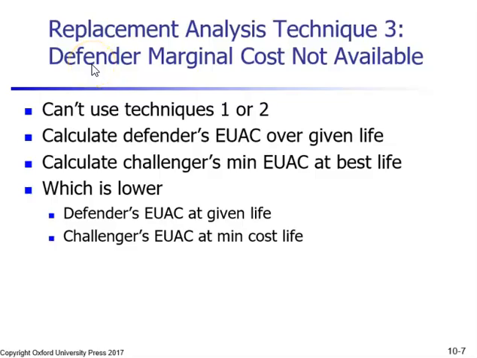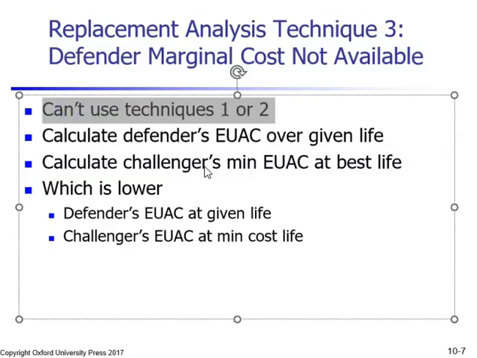So as you can see here, defender marginal cost is not available. So we cannot use neither Technique 1 nor Technique 2. And so we first calculate the defender's EUAC over the given lifetime, and then we calculate the challenger's EUAC, the mean one, and compare them exactly like the cases that we had.